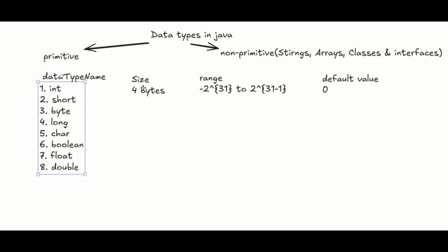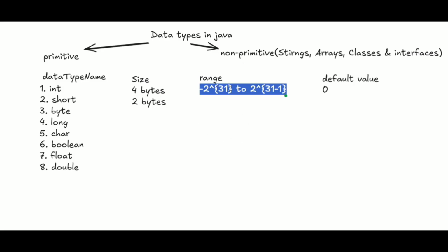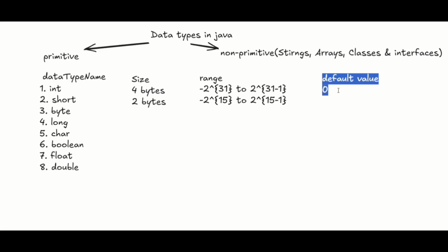And short, the size of the short is 2 bytes, and the range is from -2 to the power of 15 to 2 to the power of 15 minus 1. And the default value for the short is the same as int, it will also be 0.